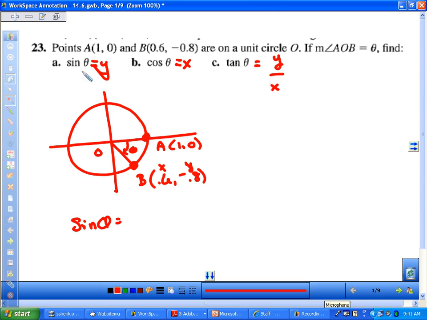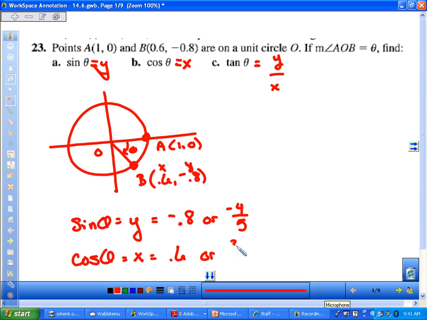You told me up here the sine is which coordinate? The y coordinate, so we get negative 0.8, which a better answer would be negative 4/5. What is the cosine of our angle equal to? Yeah, the x coordinate, which is 0.6, or a better answer would be 3/5.